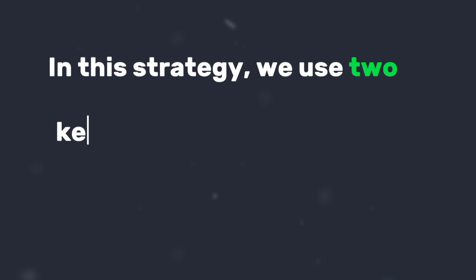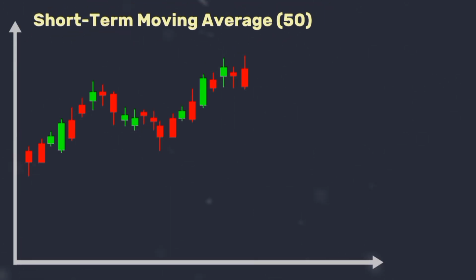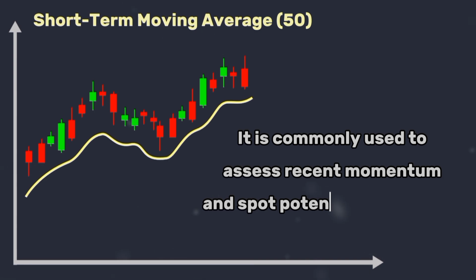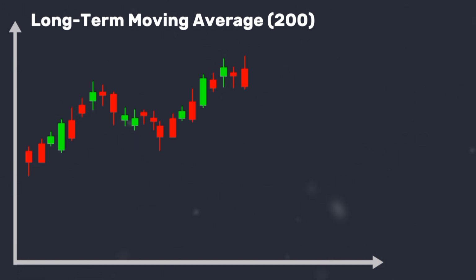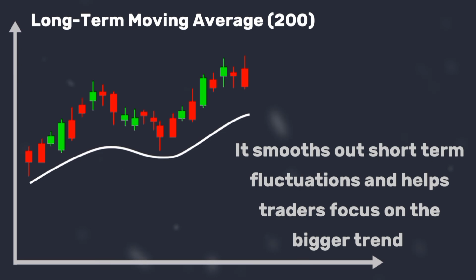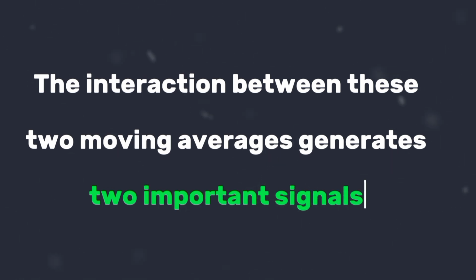In this strategy, we use 2 key moving averages, each serving a specific purpose. Short-term moving average, 50-period. This moving average reacts quickly to price changes and helps identify short to mid-term trends. It is commonly used to assess recent momentum and spot potential trend shifts. Long-term moving average, 200-period. This moving average provides a broader perspective on the market's overall direction. It smooths out short-term fluctuations and helps traders focus on the bigger trend. The interaction between these 2 moving averages generates 2 important signals.